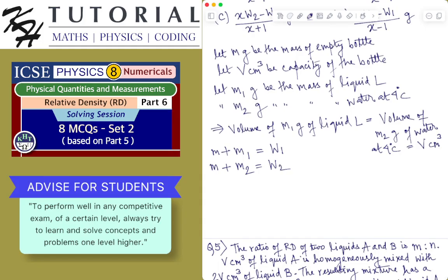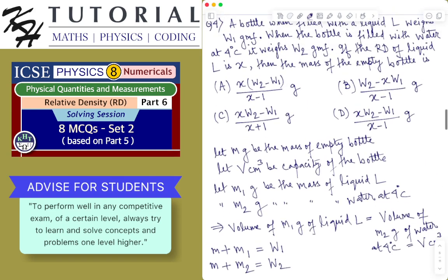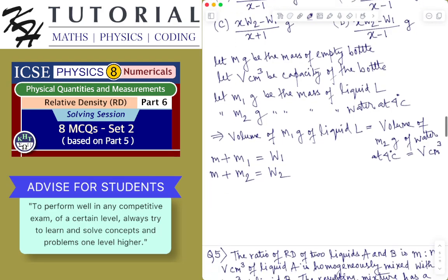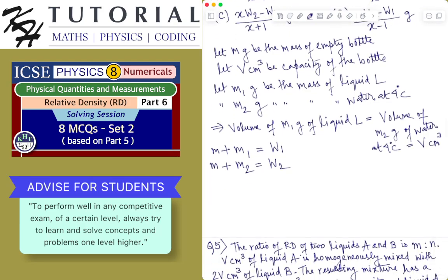Okay. Now, we have to find the small m, the mass of the bottle. From the first equation, we get the mass of the liquid m1 to be W1 minus small m, and from the second equation we get m2, that is the mass of the water at 4 degrees centigrade, to be W2 minus small m.